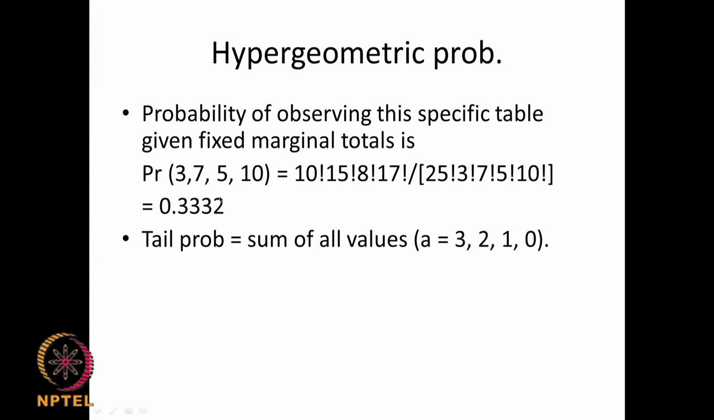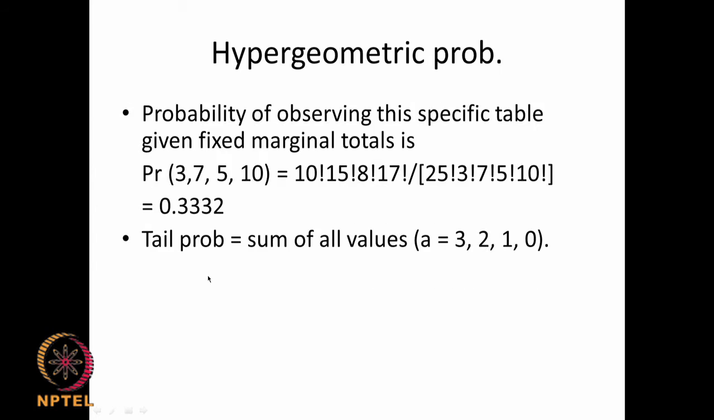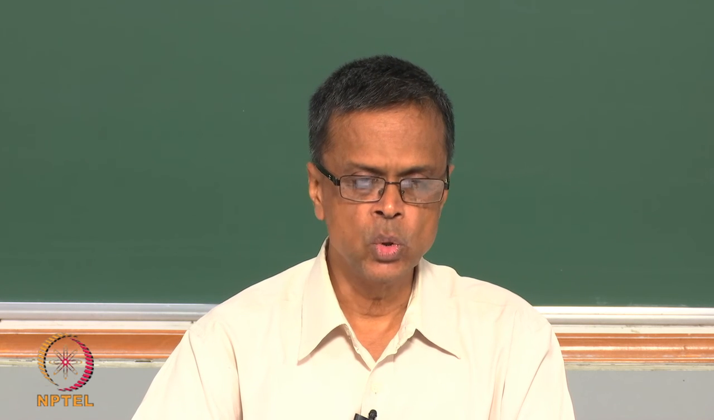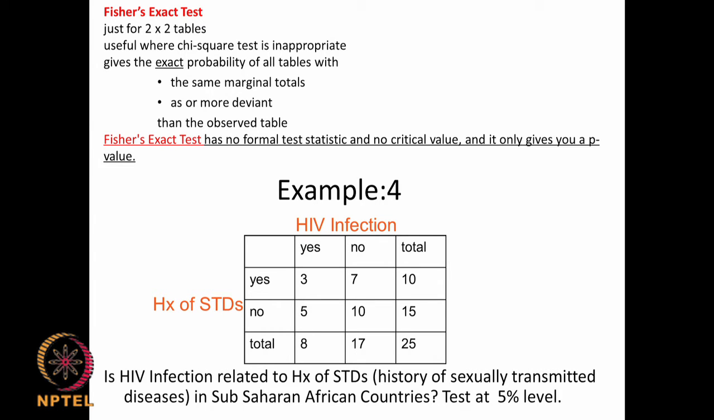So, a probability of finding this sort of 3, 7, 5, 10 is given like this, probability of finding 2, 8, 6, 9 is given like this, probability of finding 1, 9, 7, 8 is given like this, probability of finding this is given like this actually. Do you understand? So, this Fisher's exact test is used in situations where there is no test statistic. We cannot use a chi-square, but it gives you a probability value here. So, there is no test statistic, there is no critical value, but it tells you the probability of observing this type of table. So, you see that the hypergeometric is useful in this type of situation where the capital N is known, unlike the normal distribution, and your small n is comparable to capital N. The small n is the sample size.